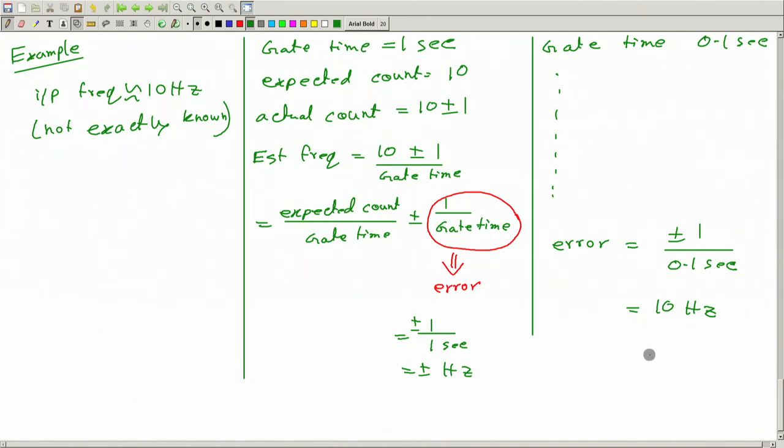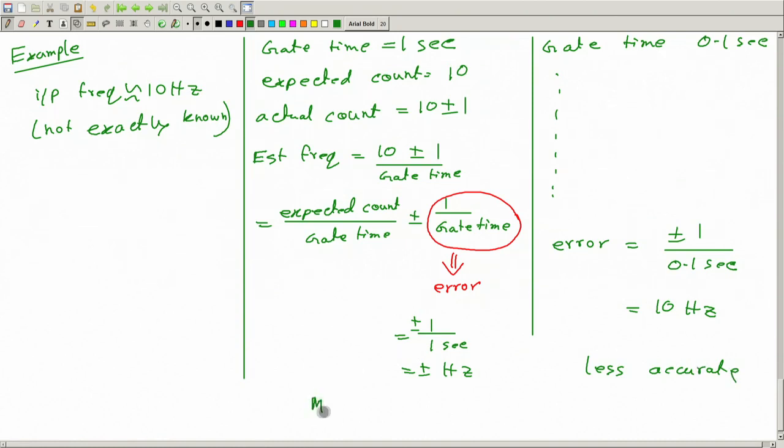Oh, I mean, the input frequency itself is 10 hertz. We can have an error of 10 hertz, I mean 100% error, huge. Why? Because you just see this is 1/10 of a second, and in this 1/10 of a second we have only one cycle of the input frequency. So, we will have only one edge, and we can miss that edge completely, right? And if we miss that, we will estimate the frequency to be 0. So, we will have a 100% error. Okay? So, this is less accurate.